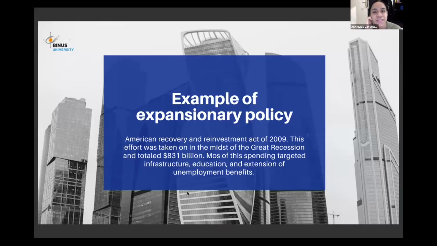An example of expansionary policy is the American Recovery and Reinvestment Act of 2009. This effort was taken on in the midst of the Great Recession and totaled $831 billion in the USA. Most of this spending targeted infrastructure, education, and extension of unemployment benefits.